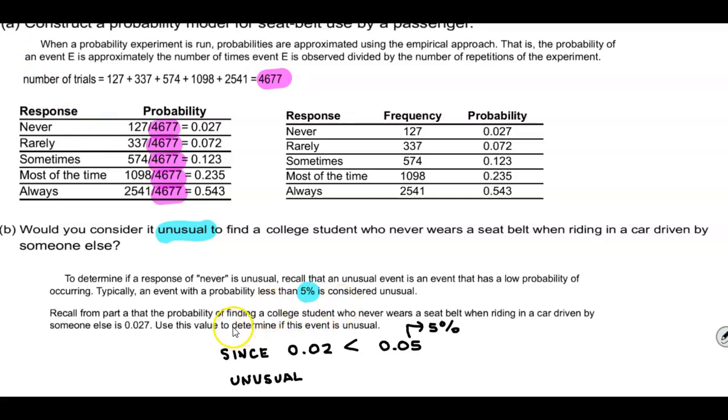And so, since the value of 0.027 is less than 5%, which is 0.05, then we would say it's unusual, because according to the definition, an event with a probability less than 5% is considered unusual.